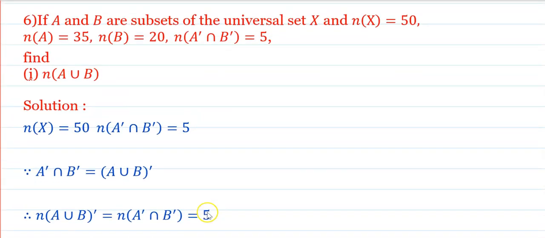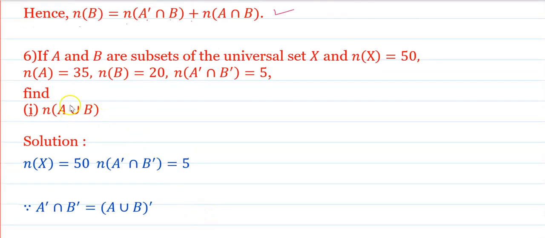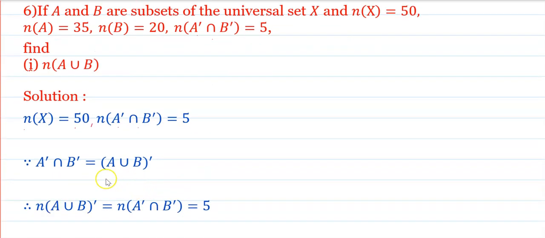Okay, now the next question, number 6. If A and B are subsets of the universal set X and N of X is 50, N of A is 35, N of B is 20, and N of A complement intersection B complement is equal to 5, then find N of A union B. Now how much has been given for N of X? 50 is given. N of A complement intersection B complement is equal to 5.